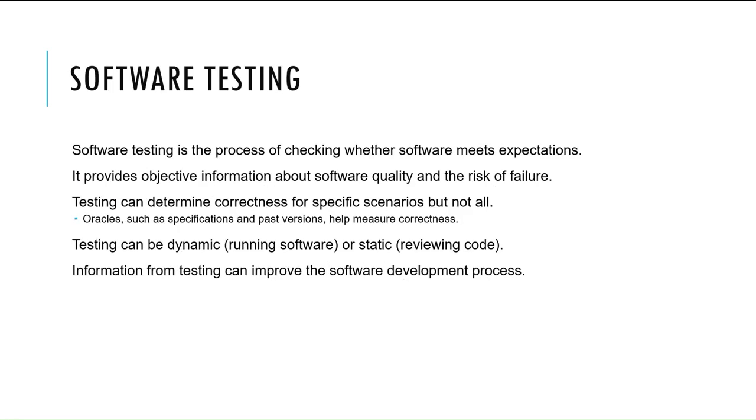Now, software testing. Software testing is the process of checking whether software meets expectations. It provides objective information about software quality and the risk of failure. Testing can determine correctness for specific scenarios, but not all. Oracles, such as specifications and past versions, help measure correctness. Testing can be dynamic or static. Information from testing can improve the software development process.